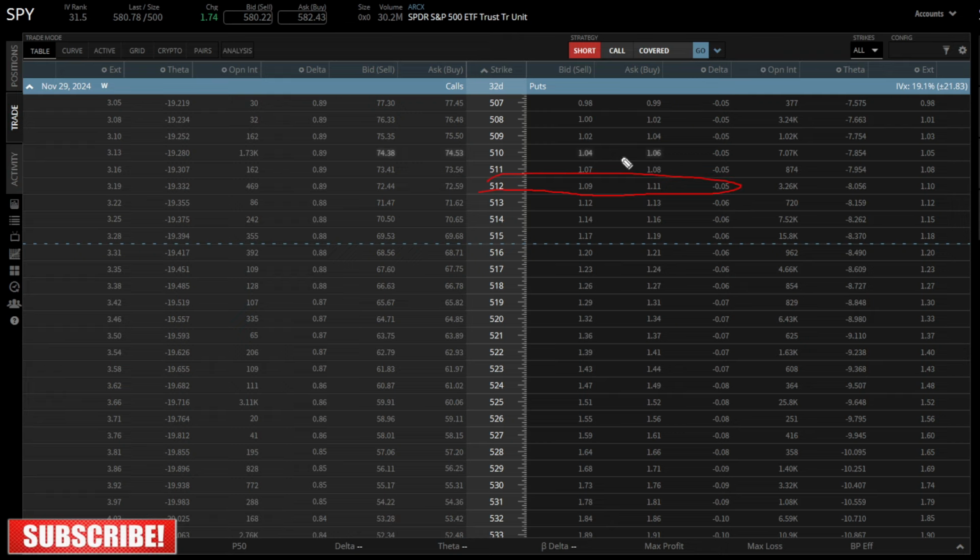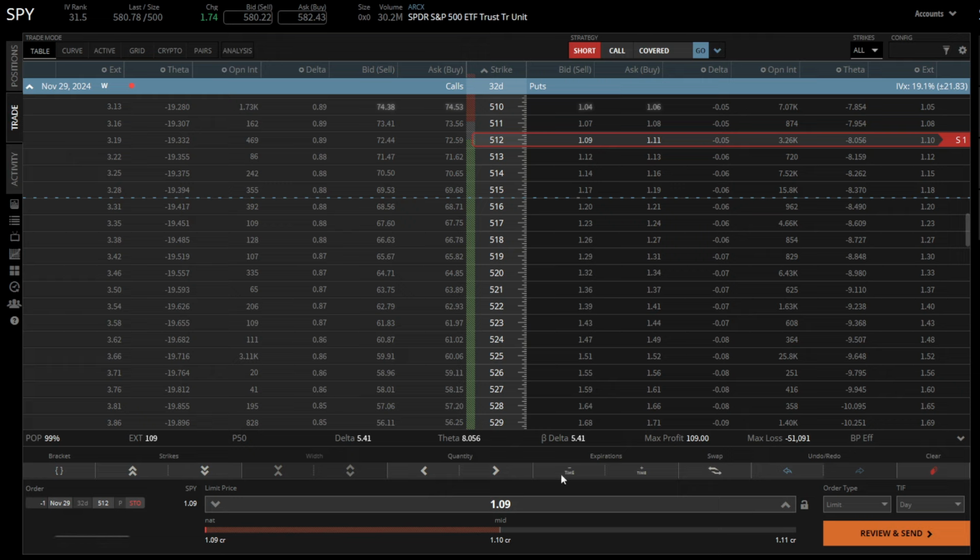We are going to sell the mid price of this strike. In other words, we're going to select sell, and select the mid price, which is right now trading at $1.10. And of course, there are a couple of things we need to take into consideration. One of them is that we sell one contract.